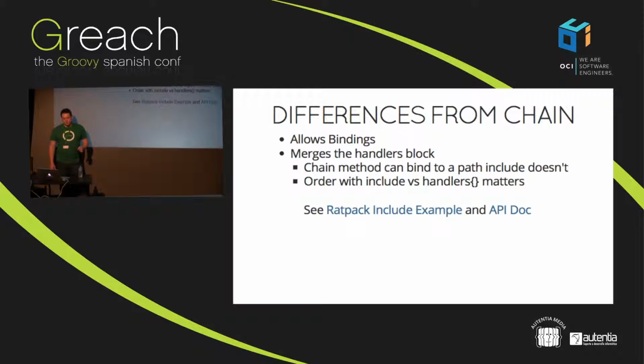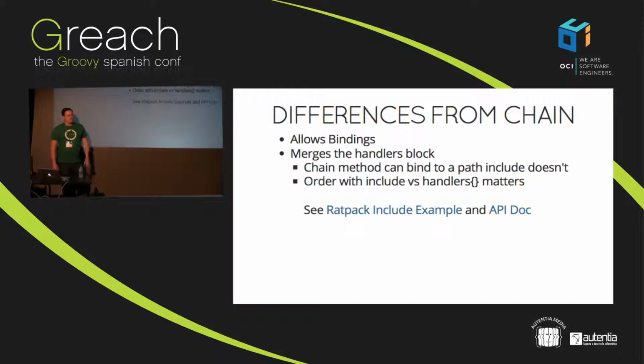So first of all, it allows for bindings. With the chain method, we're only emulating that handlers block in Ratpack. So that's only talking about which handlers are operating on things. You're not able to compose your bindings. In this case, you're actually going to be able to add your bindings together. All your bindings will get merged together in the order in which they're included.